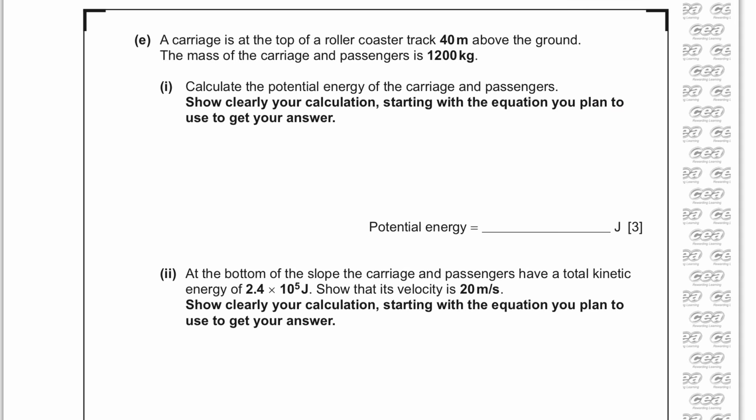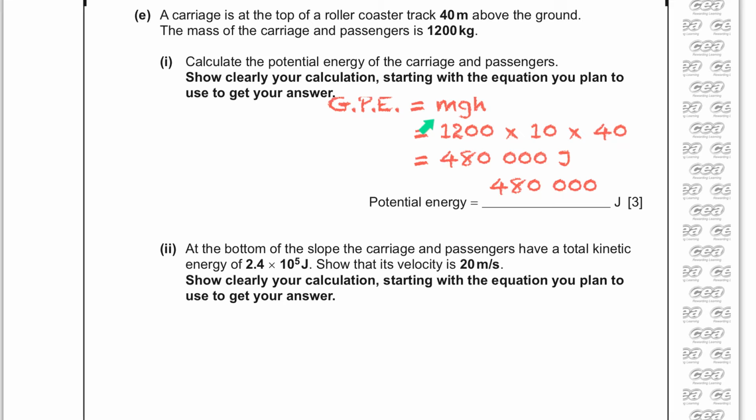Part E. A carriage is at the top of a roller coaster track 40 metres above the ground. The mass of the carriage and passengers is 1200 kilograms. Calculate the potential energy of the carriage and passengers. Show clearly your calculations, starting with the equation you plan to use to get your answer. So this is like gravitational potential energy is mgh, and then we're just filling that in. So GPE equals mgh, 1200 kilograms times 10 for g times 40 for h gives you 480,000 joules.